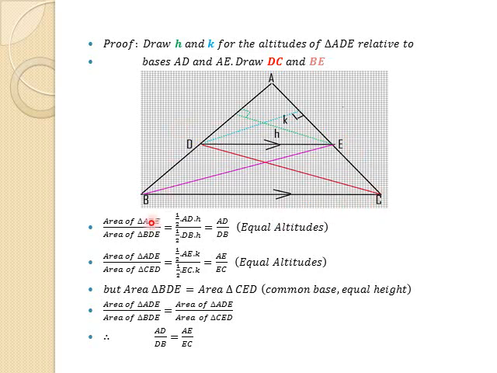Right, so if I say area triangle ADE, the top triangle, over area triangle BDE. For BDE, which is on my left hand side here, that would be half DB times H. Therefore, for triangle ADE, I'm going to use half AD times H. So the height there is H for both of them.